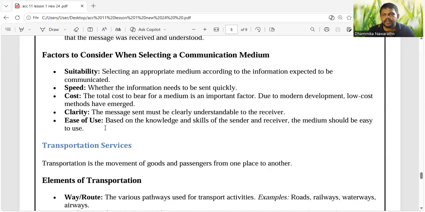Then the speed, very speedy. Just staying at home, I can send you these lessons at your place very speedily. Cost is minimized for you and me also. Clarity: if I speak well, I think it's clear for you. Ease of use: yes, both of us can use these things very simply. Some knowledge is needed, but you are aware of this knowledge, so it is very easy to use. This is just an example, but in all cases, suitability, speed, cost, clarity, and ease of use should be considered before choosing a medium.